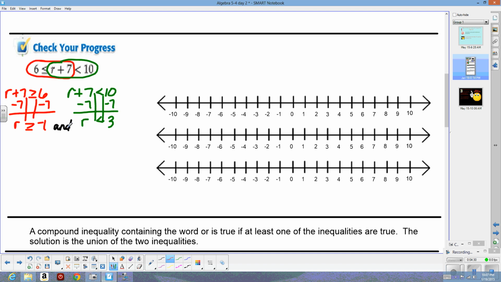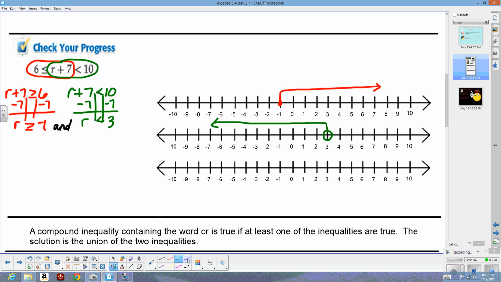Now let's go ahead and graph the first one. R is greater than or equal to negative 1 means we're going to fill in the circle on negative 1. And the numbers greater than or equal to it go to the right. For our second one, we would put an open circle on 3. And we want the numbers less than 3, so we're going to go to the left.